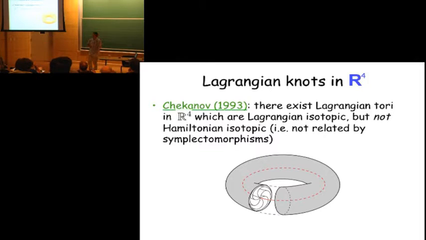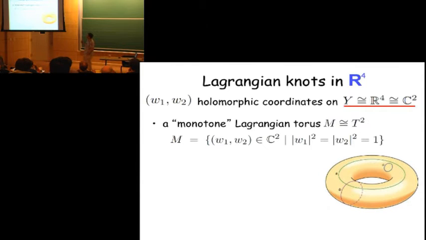So let's start with R4, and I'll call this space Y, and I'll equip it with two complex coordinates, W1, W2. In that case, it's very easy to embed a torus, a two-dimensional torus, in this symplectic manifold. I won't specify with respect to which symplectic structure, but it's easy to work out, by simply requiring that the absolute value of W1 and W2 is equal to 1. So clearly, this is a product of two circles and gives you what should be a standard torus in R4. And it is Lagrangian.